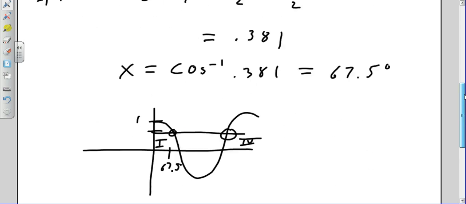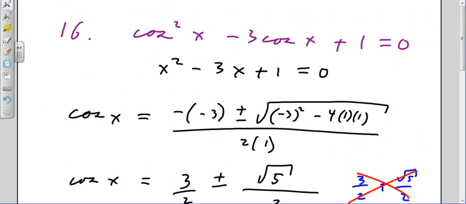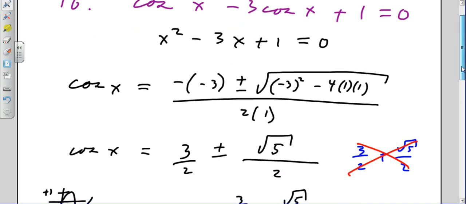And then we'll go back up to the original problem and see if that works. Okay, so we're going to go cosine 67.5 squared minus 3 times cosine 67.5 plus 1, and we should get something pretty close to 0, and we do. Alright, so our work checks.